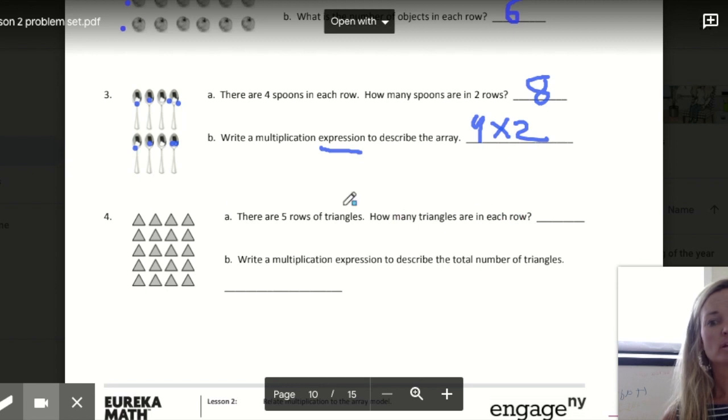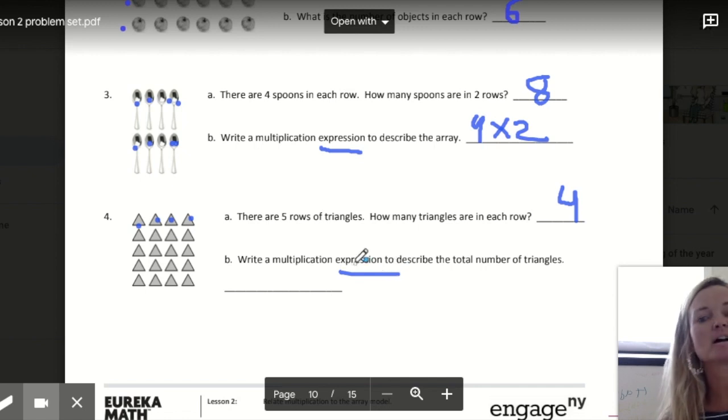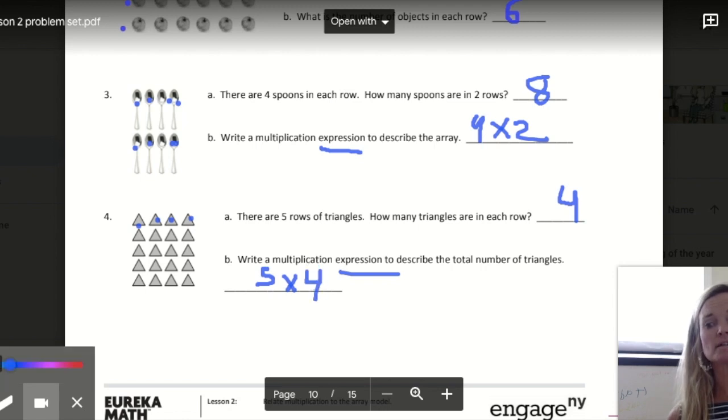There are 5 rows of triangles. How many triangles are in each row? Well, we can see that there's 1, 2, 3, 4. There are 4 triangles in each row. Write a multiplication expression, again, no equal sign, that describes the total number of triangles. So we have to put our groups or rows first. We have 1, 2, 3, 4, 5, which is what it told us in part A. So we have 5 times 4, because we know we have 4 in each row. So that is the expression for number 4.